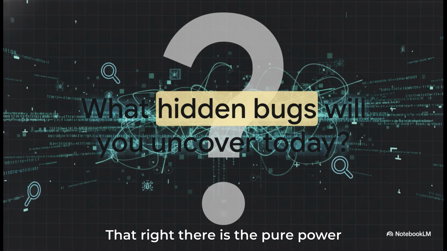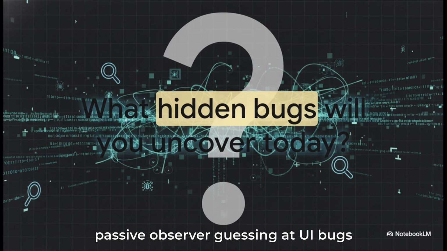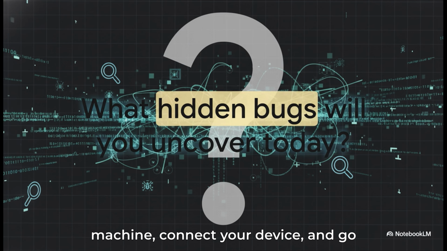That right there is the pure power of a traffic interceptor. It literally transforms you from a passive observer guessing at UI bugs into an active evidence-gathering investigator. So now that you know how to set up SSL proxying, filter out the noise, and manipulate the invisible data powering your mobile ops, what hidden bugs will you uncover today? Go launch Charles Proxy on your machine, connect your device, and go find out for yourself.